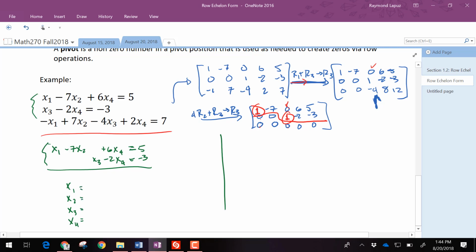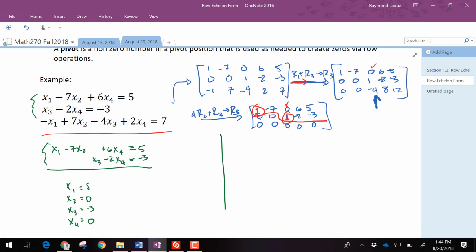I think if we only had 2 equations, it probably would have been easy enough to figure out. But now we have 4 variables. Yeah? Let's see if that works.